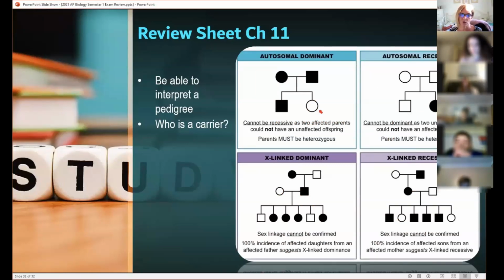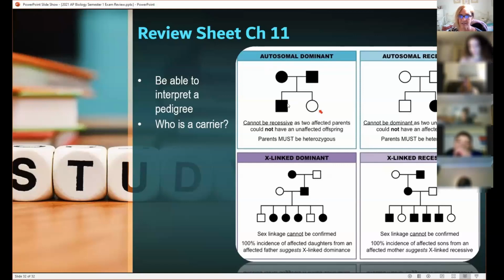There was a request to go over sex-linked traits. You don't have any Punnett squaring with sex-linked traits. You only have a pedigree that has to do with sex-linked traits. So for the sake of time, I'm not going to go through how to do the Punnett square. You do need to be able to identify what the inheritance pattern is and who a carrier is.